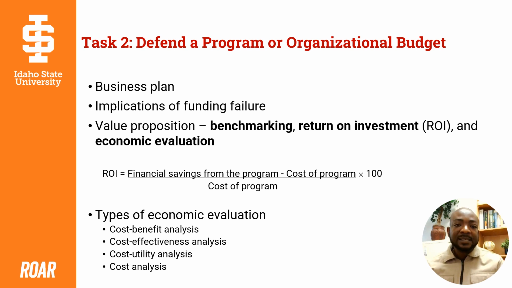The ROI is a financial ratio that is used to measure program efficiency. ROI compares the costs of a program with the financial savings generated by that program and is calculated as financial savings from the program minus the cost of the program, and then divide this by the cost of the program and multiply by 100. And so the higher the ROI, the more financial benefit is accruing from the invested monies. An ROI of less than or equal to 0% means that there is no financial gain from the investment in the program.